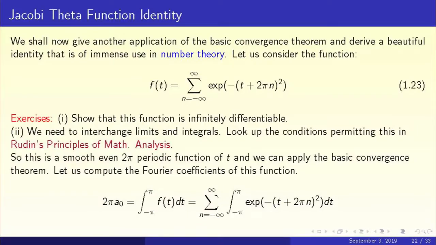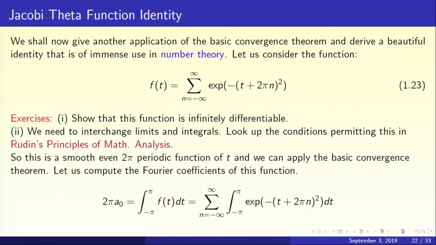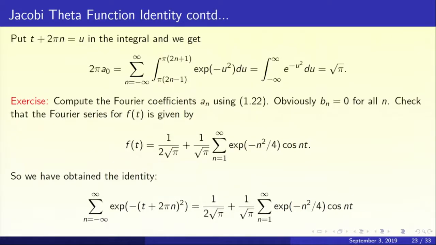Now let us go back to the function f. F is an even function because if you replace t by minus t, then it is simply exponential of minus t minus 2 pi n the whole squared. So instead of n, it becomes minus n, and n is going from minus infinity to plus infinity. So it's an even function. Because it's an even function, the sine terms of the Fourier series drop out, namely bn is 0. All you need to do now is to calculate an. That calculation, I'm leaving it to you as an exercise.